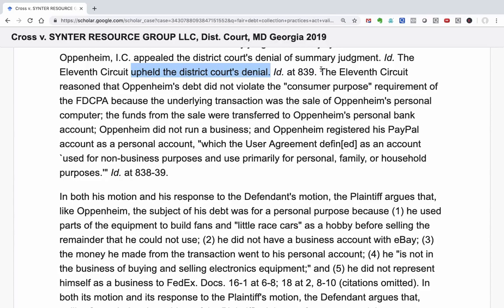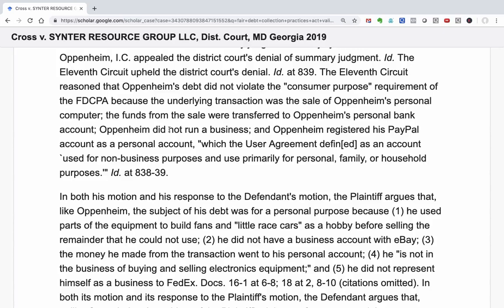So the 11th Circuit said, let me just get this highlighted here, that the debt did not violate the consumer purpose requirement because it was a sale of a personal computer, and the funds of the sale were transferred to a personal bank account.